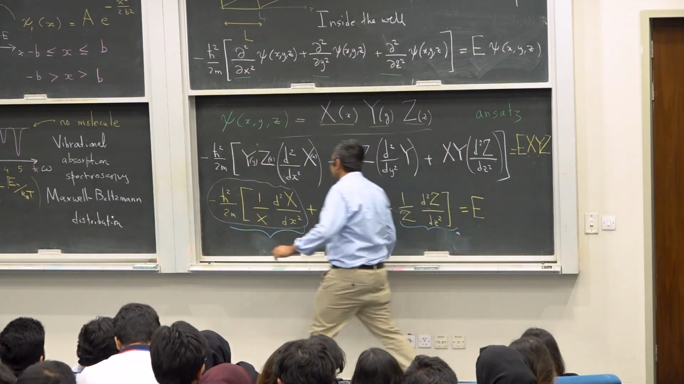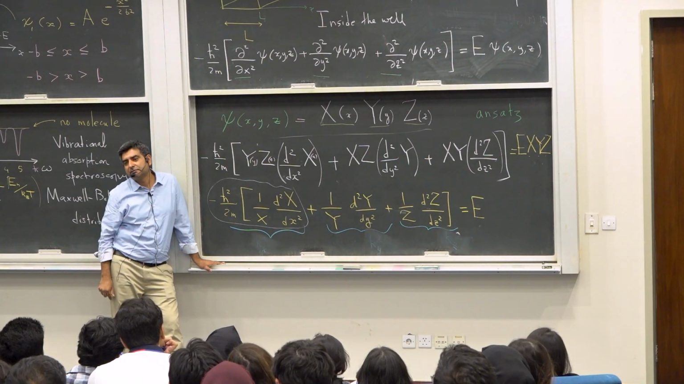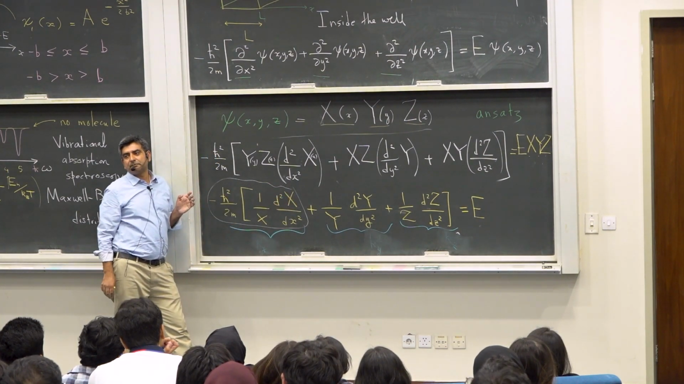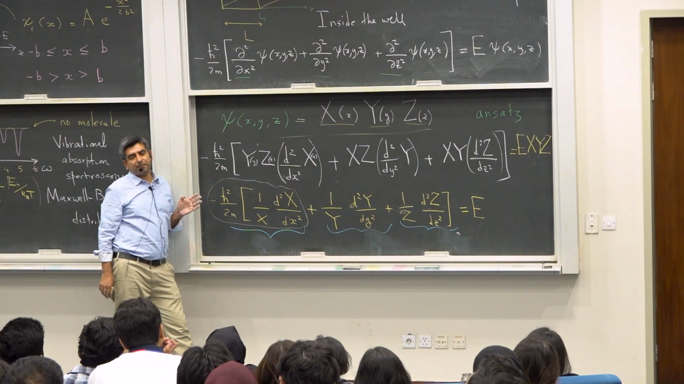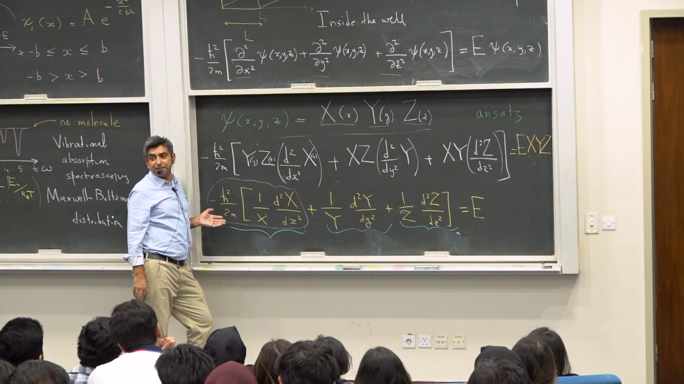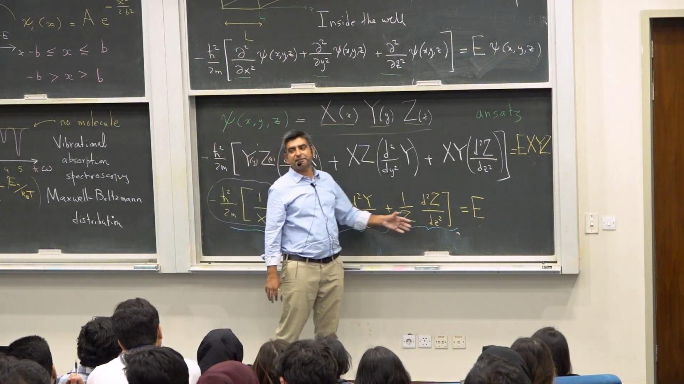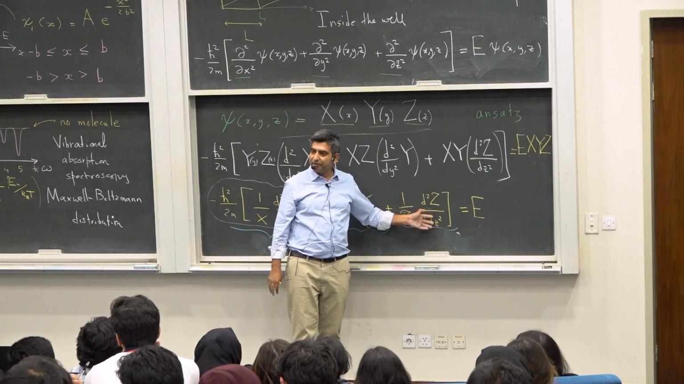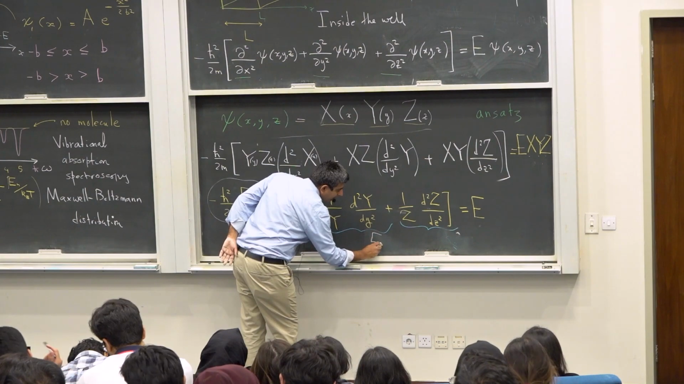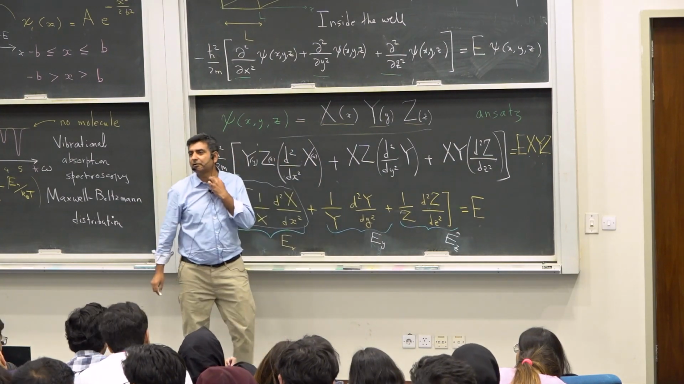So first term, what are the dimensions of the first term? The right hand side is energy. So what are the dimensions of this term? If the right hand side is energy, this term must be an energy, right? This must be an energy, this must be an energy, this must be energy. Alright, so let's call this Ex, let's call this Ey, let's call this Ez. Okay, got it?